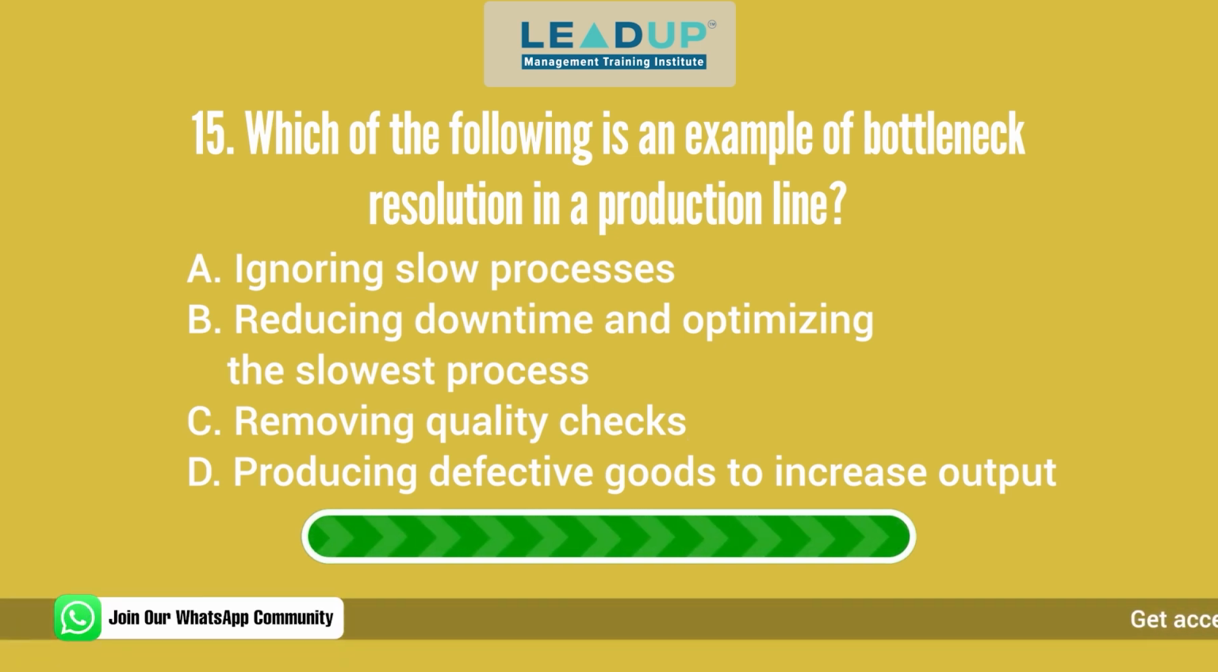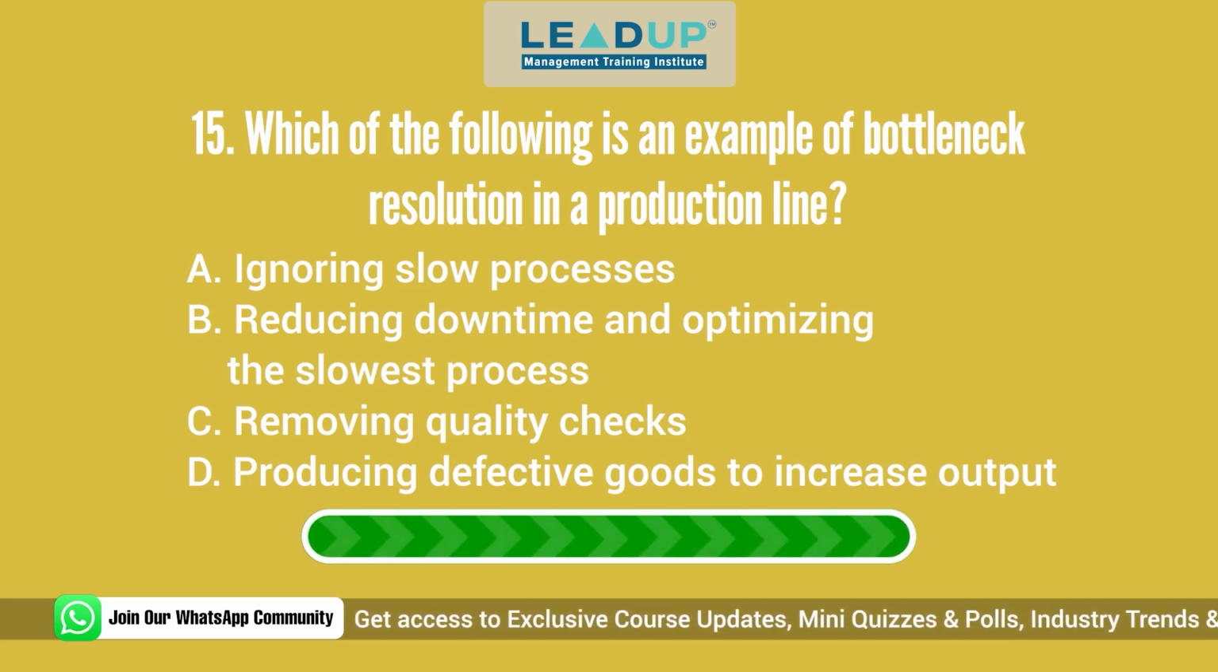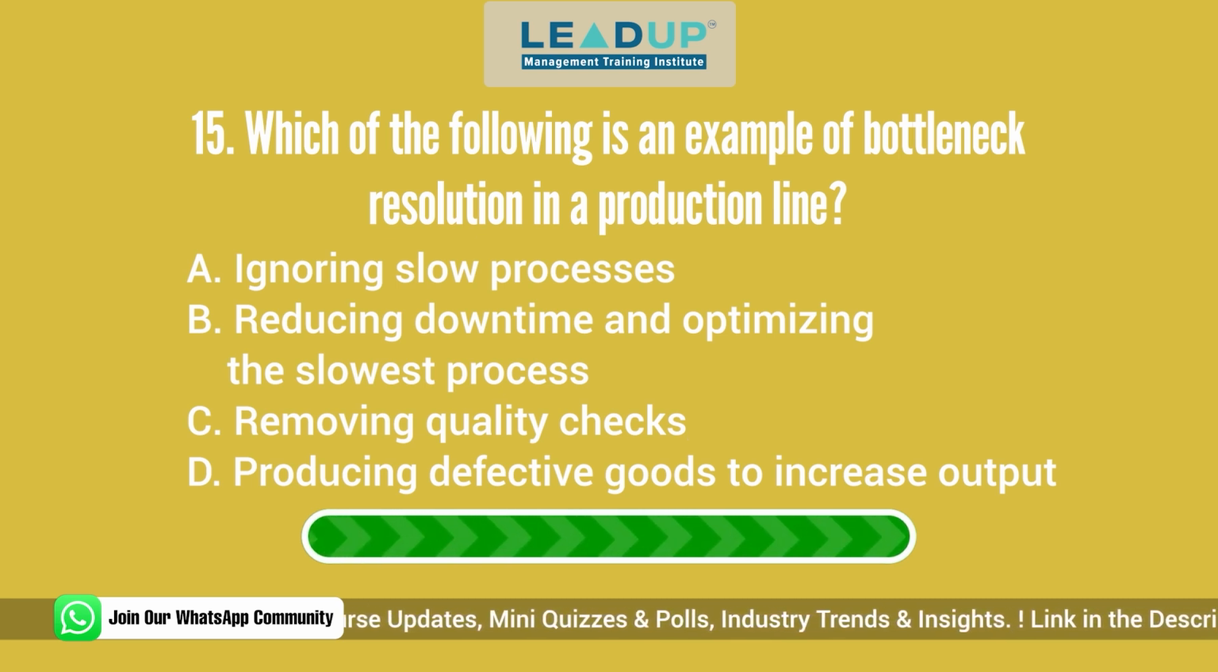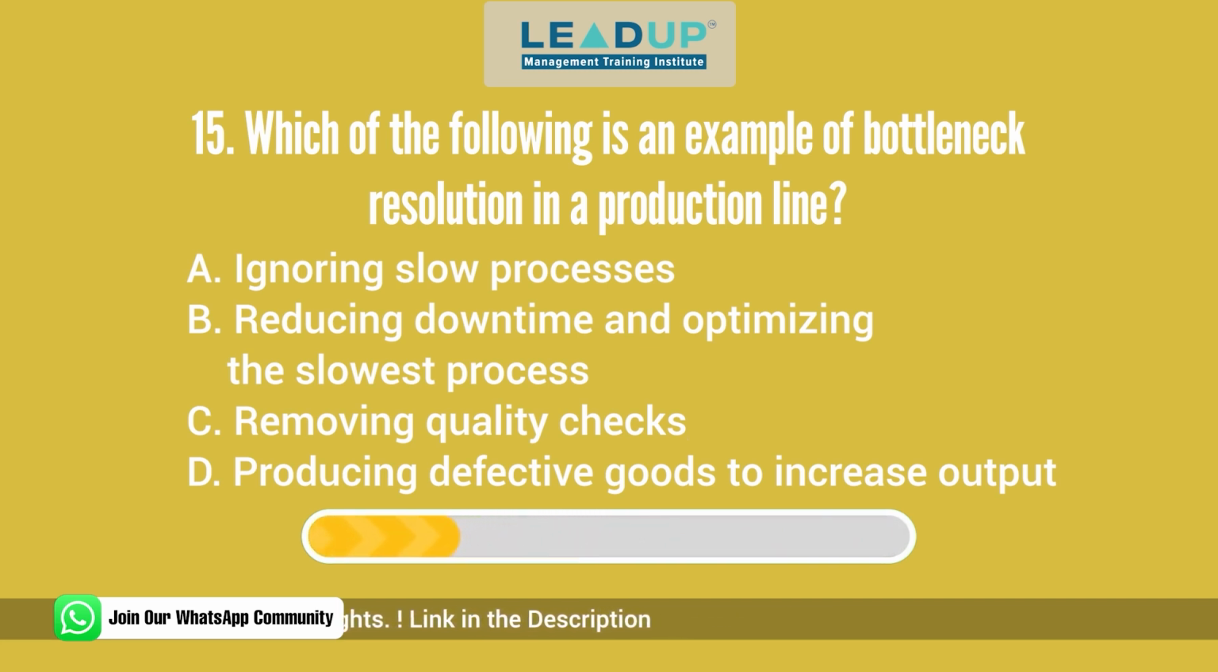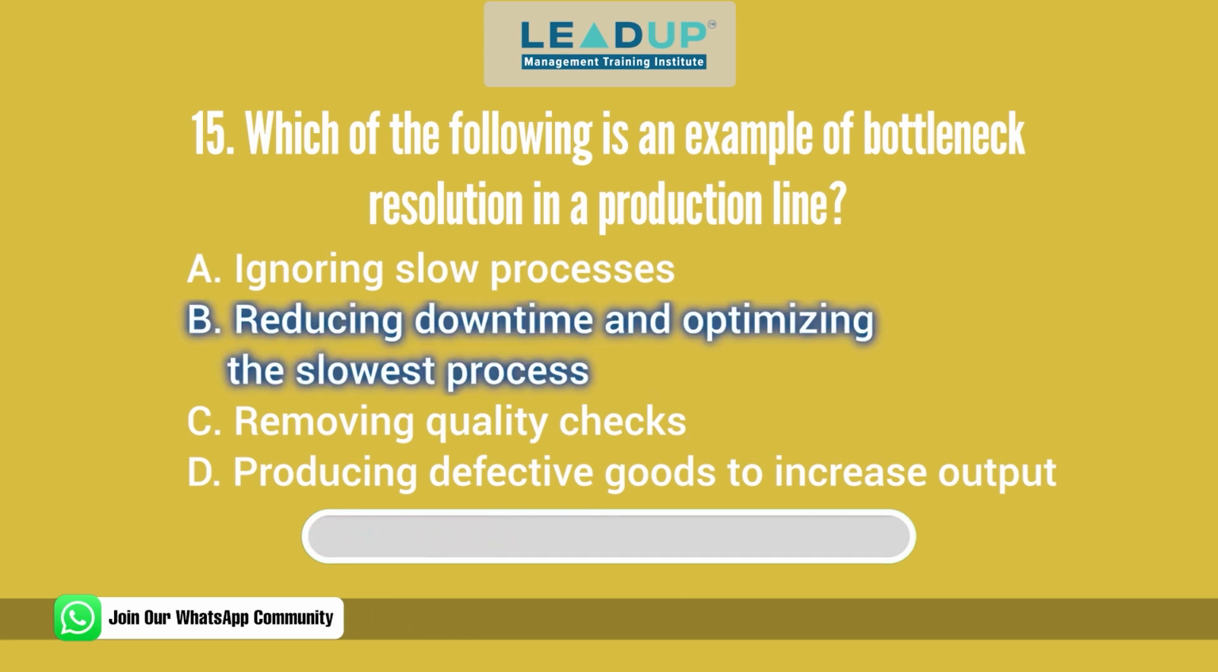Question 15. Which of the following is an example of bottleneck resolution in a production line? A. Ignoring slow processes. B. Reducing downtime and optimizing the slowest process. C. Removing quality checks. And D. Producing defective goods to increase output. The answer is reducing downtime and optimizing the slowest process.